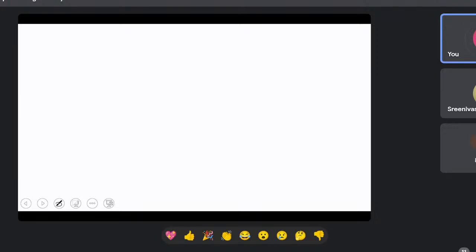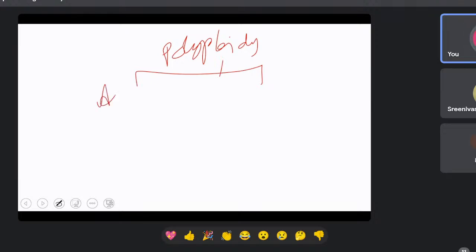Okay, next polyploidy question. So polyploidy is again of two types. One is called as autopolyploidy, the other is called as allopolyploidy.